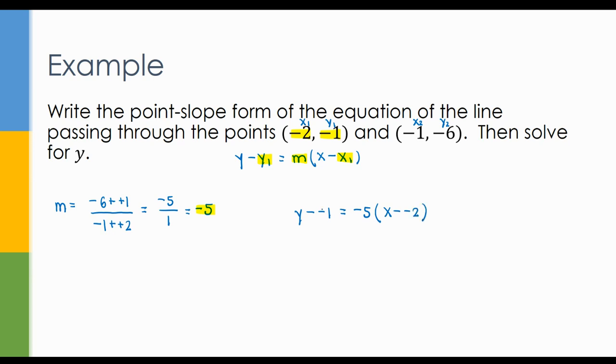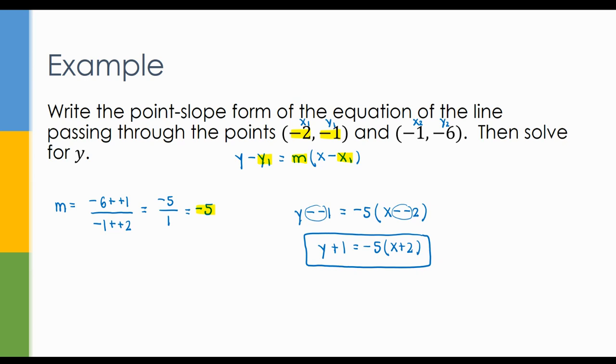We can simplify this because we've got back-to-back negatives. So our answer would be y plus 1 equals -5 times the quantity x plus 2. Here is my point-slope form. And now they said to solve for y.